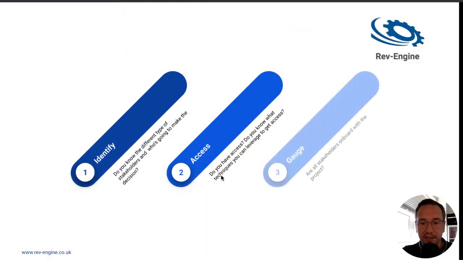And so the third thing that you need to do is gauge. You need to gauge the attitude towards the project. Are they favorable? Are they indifferent? Are they completely against it? Because that's going to allow you to answer a very important question that's going to be key for you to qualify this opportunity, which is, are all stakeholders on board with the project?